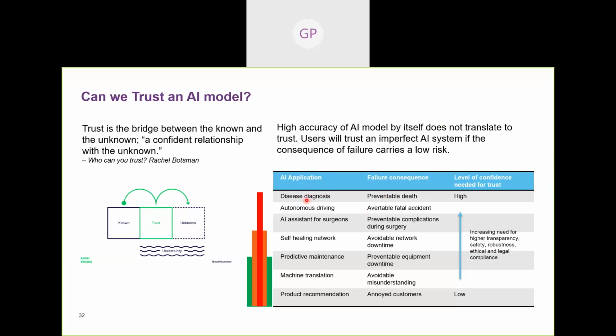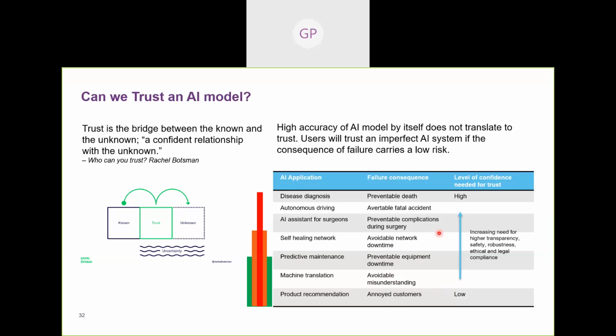So these are various sets of AI applications. If I just go down to product recommendation, the level of confidence required is low, and this is not a critical application. Even if the product recommendation is not as you expected and the AI is doing it wrong, we're still fine. The consequences are not high. We're not going to pay with dire consequences. It's just that customers might be annoyed, which is fine.